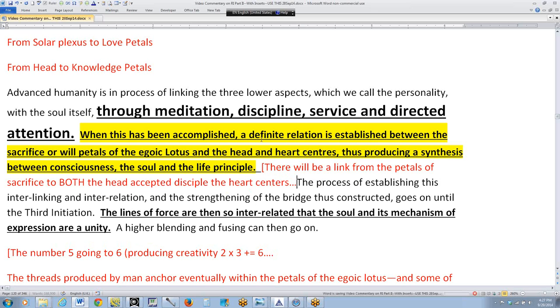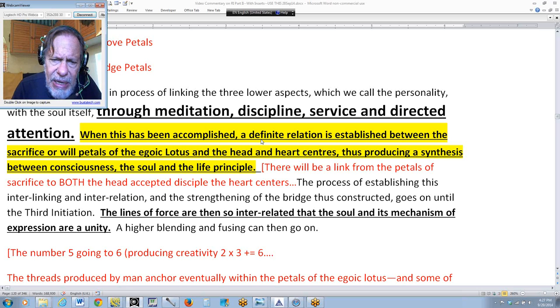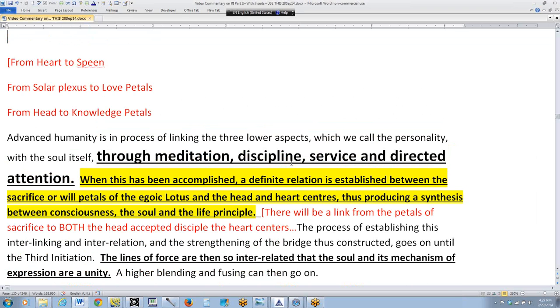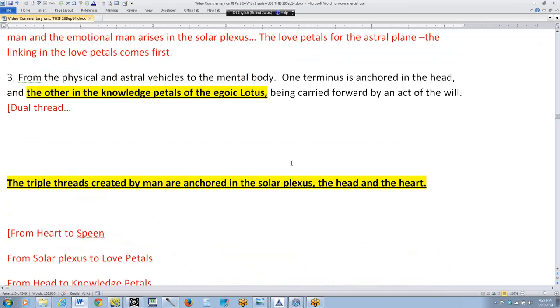What we find is that there are different types of links involving the same centers. For instance, the soul links to the head center and to the heart center, yes, but then there is a thread which links from the heart center to the spleen, and from the head center as well, from the physical and astral vehicles to the mental body. One terminus is anchored in the head, and the other in the knowledge petals of the egoic lotus. So the same center can be home to more than one thread. That's the thing to keep in mind.